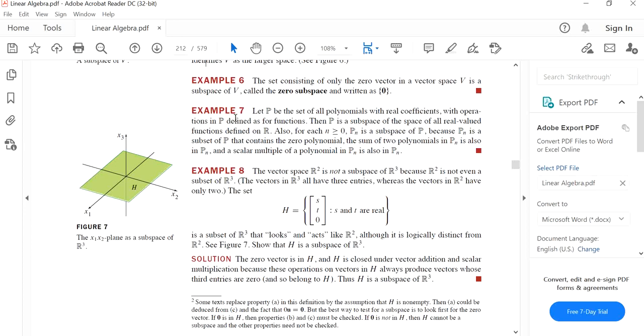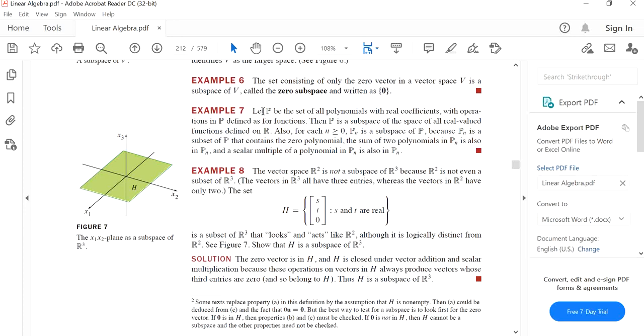Example 7. Let P be the set of all polynomials with real coefficients, with operations in P defined as for functions. Then P is a subspace of the space of all real valued functions defined on R. Also, for each n greater than or equal to 0, Pn is a subspace of P because Pn is a subset of P that contains the zero polynomial. The sum of two polynomials in Pn is also in Pn, and so are scalar multiples.